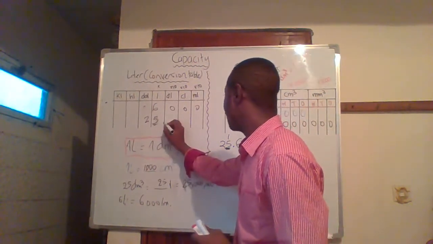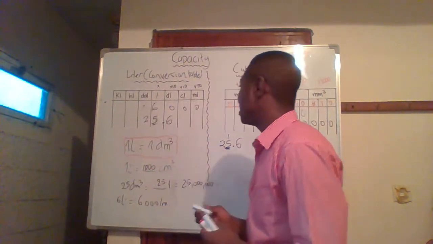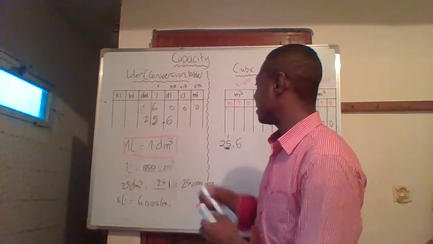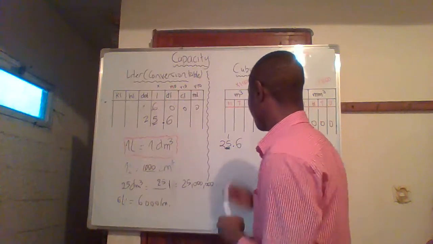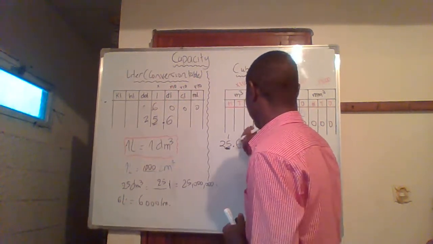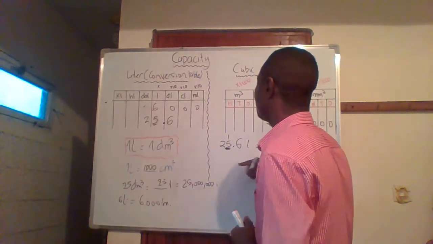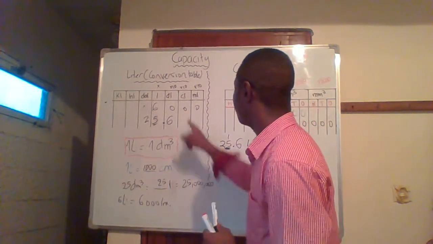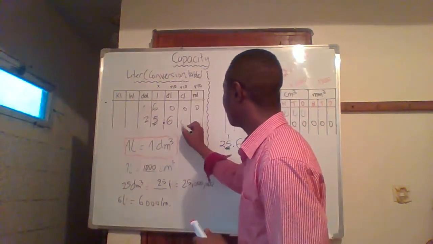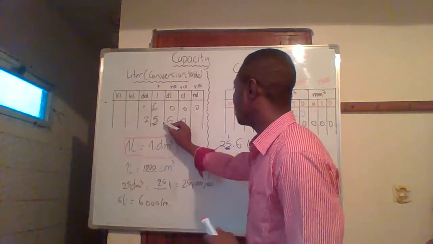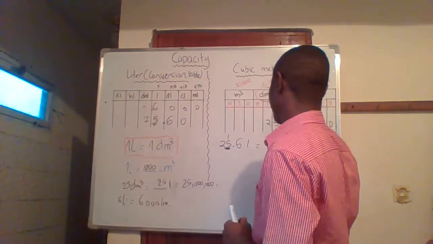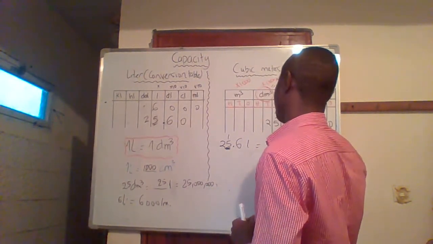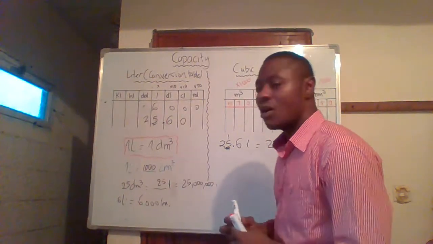Then I put a point there, 0.6. What is this in centiliters? I'm going to put a 0 here, and I remove the point there. So I remove the point. It's going to give me 2560 centiliters.